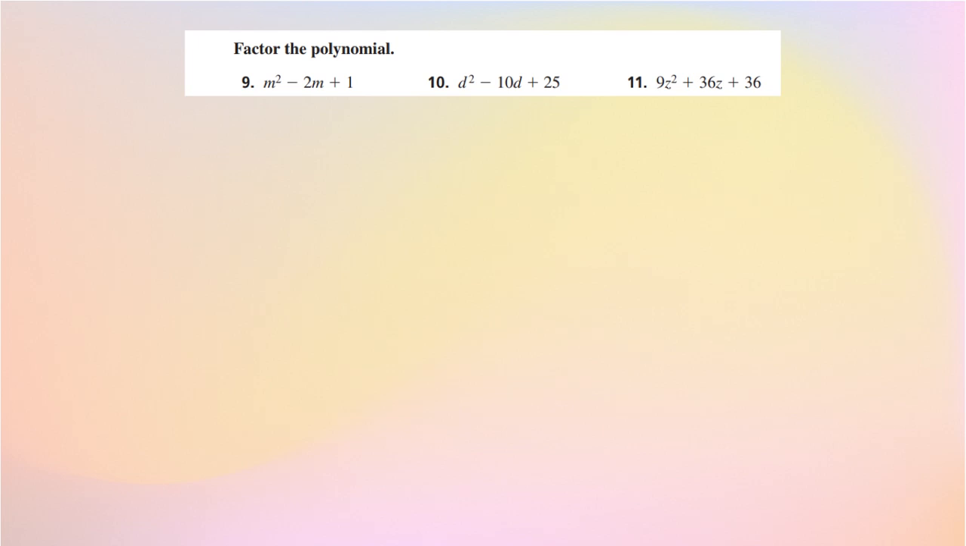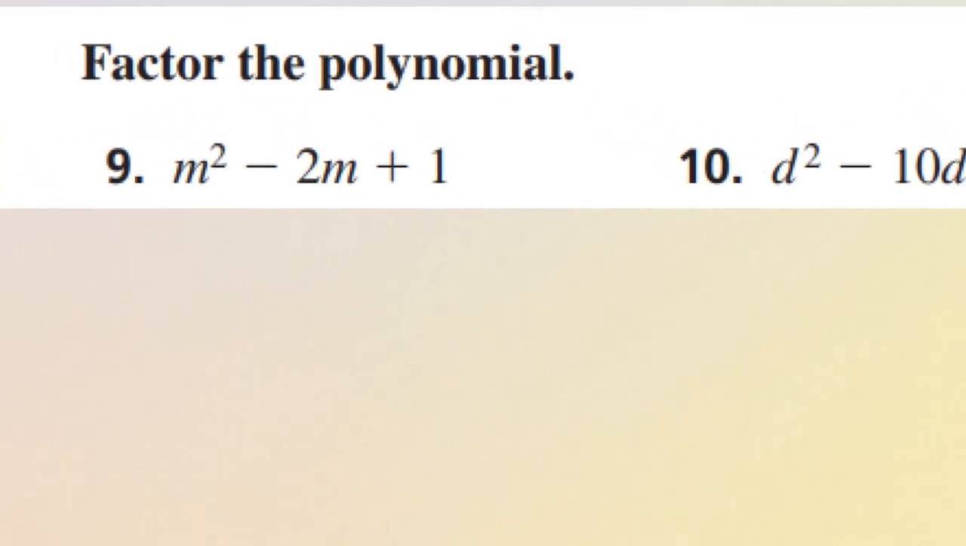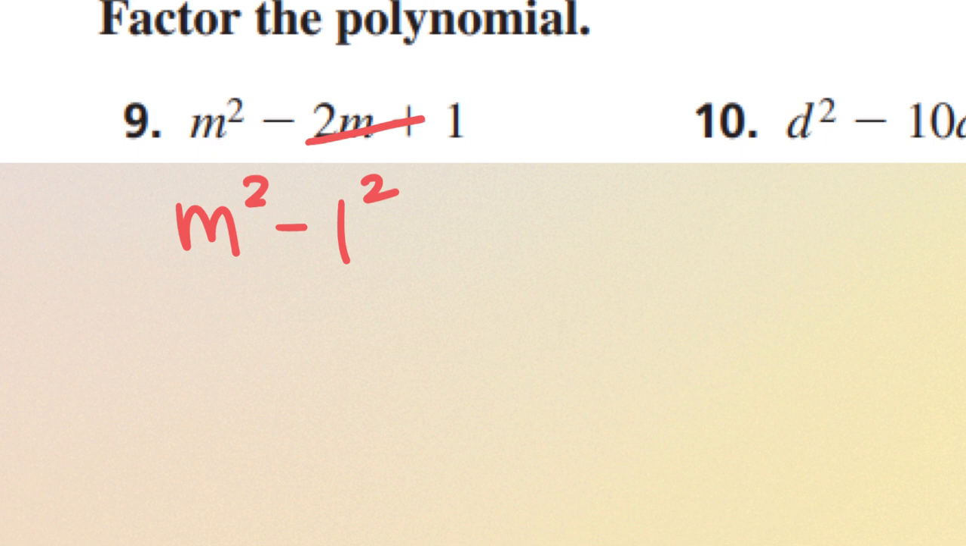Factor the polynomial. Number 9. So again, think, can you divide that b in the middle by 2? And we know that 2 divided by 2 will give me 1. So I'm able to work out and look for my perfect trinomial pattern. So I'm going to cross this out. Notice I'm crossing out also the plus sign so that you can see you're left with m squared minus 1 squared. And our final answer is going to be m minus 1 squared.